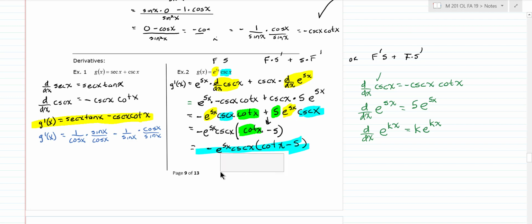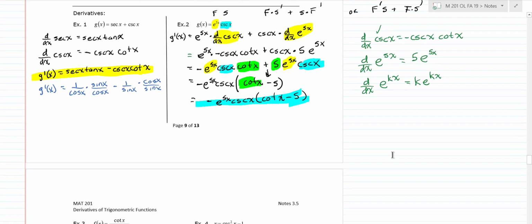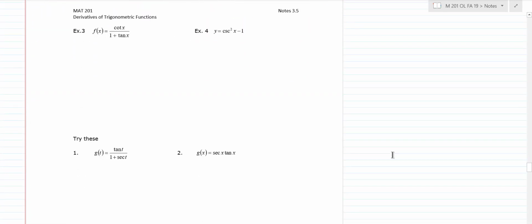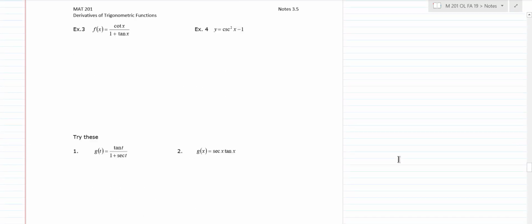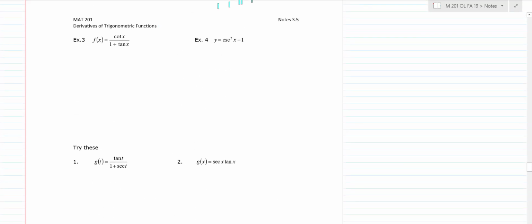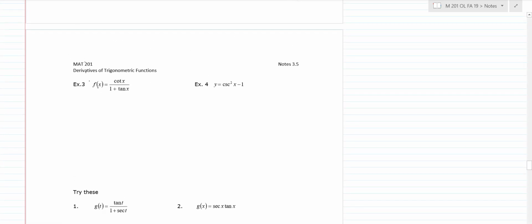Okay, so we're beginning to get to that stage in calculus where we're starting to learn lots of derivative rules. So you want to start working on getting those things down. Okay, so the next thing I'm going to look at is these two examples. And this one's a quotient rule. So remember, the quotient rule: bottom times derivative of top minus top times derivative of bottom, over bottom squared. That's something you're required to know in this class.